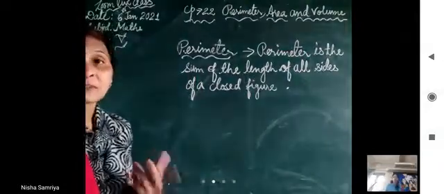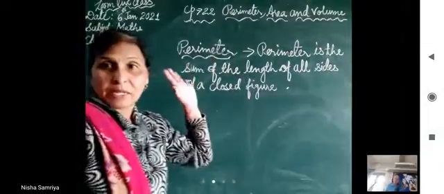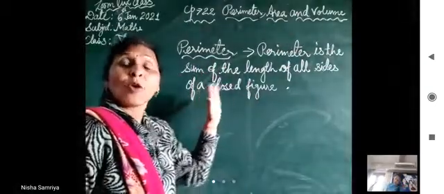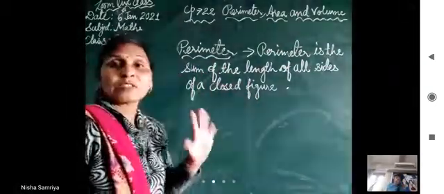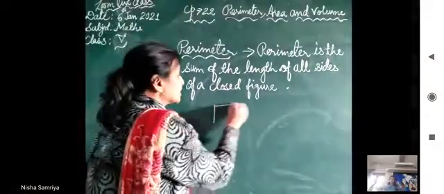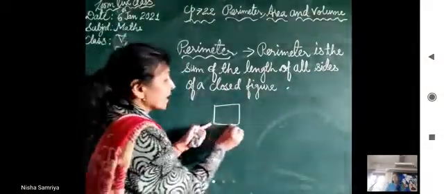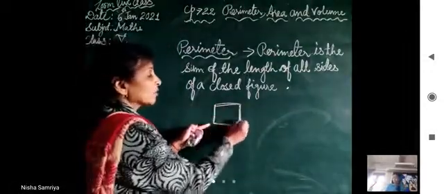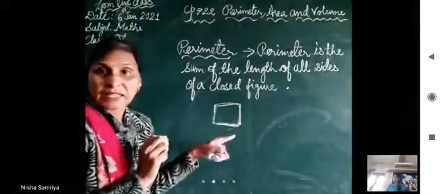First, I explain the meaning of perimeter. Perimeter is the sum of the length of all sides of a closed figure. Suppose, for example, if the figure is this, it means the length of all sides. The sum of the length of all sides, that is the perimeter.